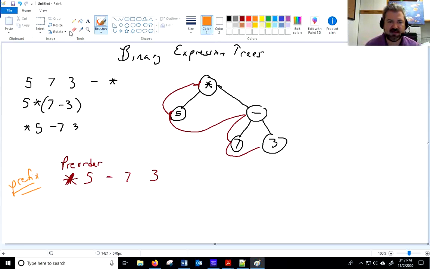Well, let's take a look at what the in-order traversal would do. What would in-order do? All right, let me just erase that.